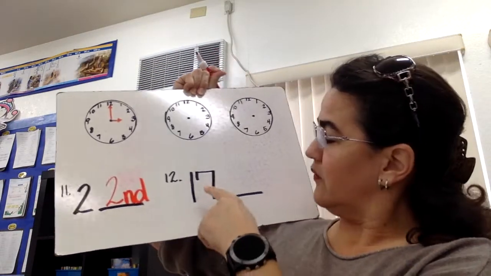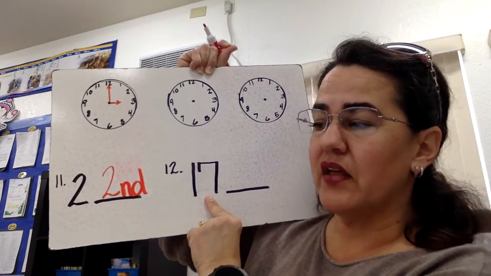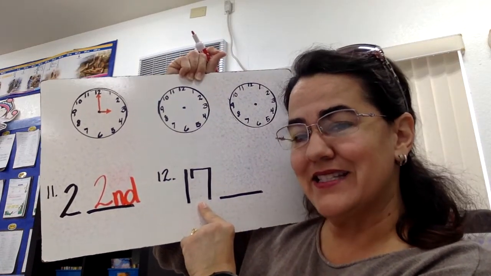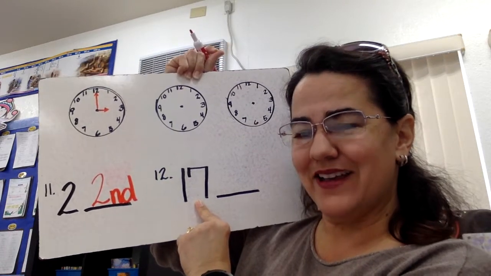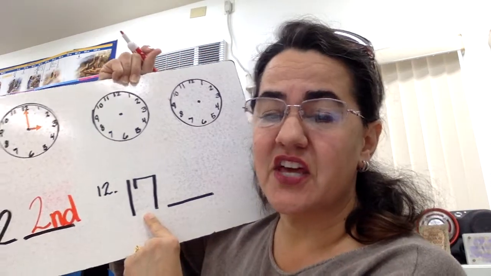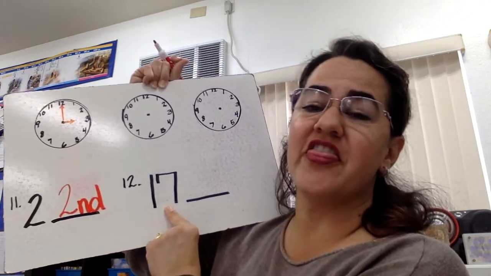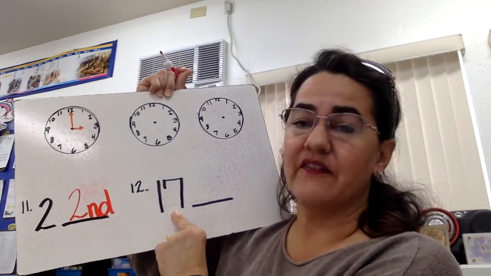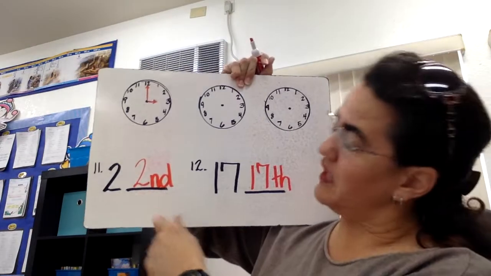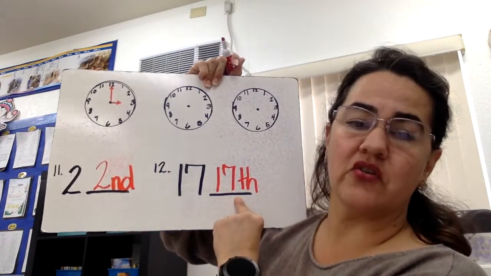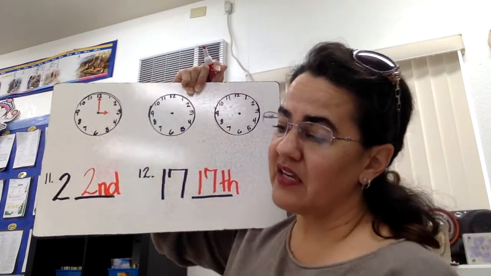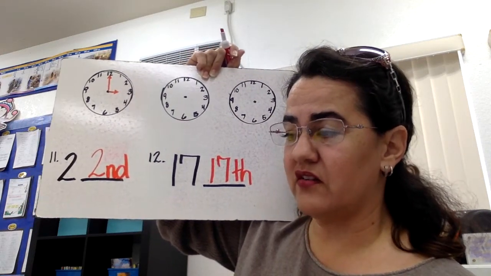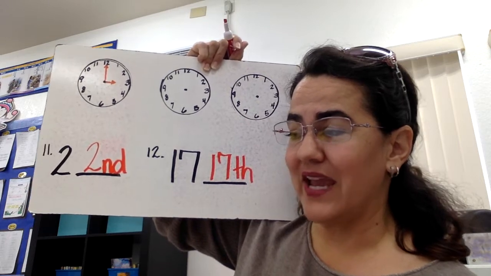So on number 12, we have a 17. Do you remember how the ordinal number for number 17 sounds? That's right, 17th. And which two letters make the sound? We should have the th behind it. So that would be how we show second. This is how we show 17th. And you'll go ahead and figure out the ordinal numbers for numbers 13 through 18.